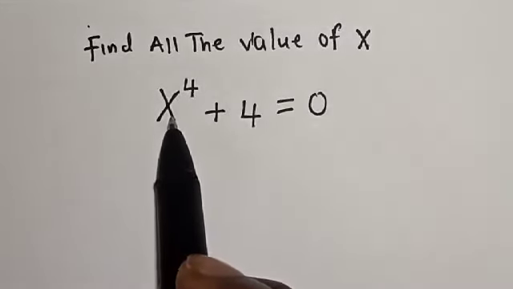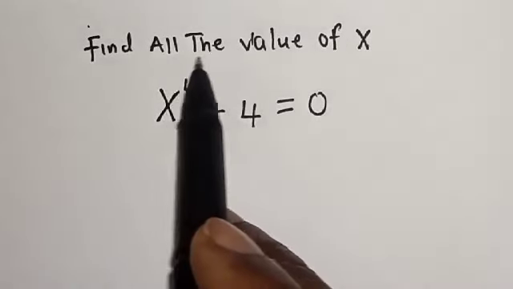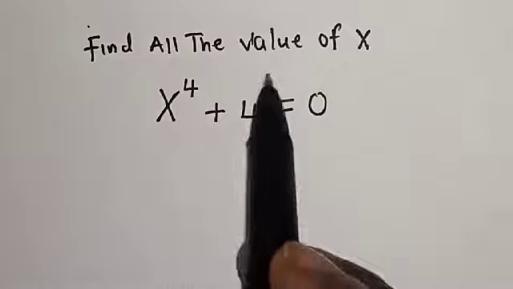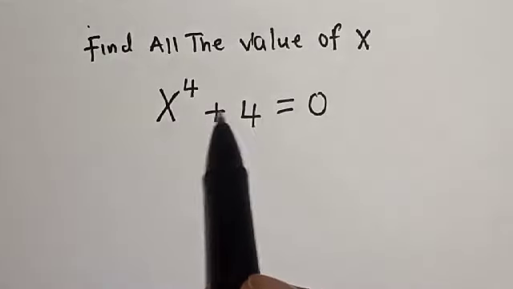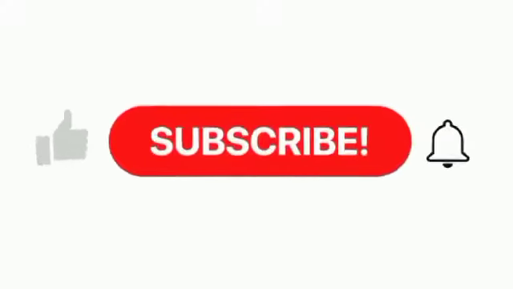Hello, welcome to Mathgist. In this class, we want to find all the values of x from this given equation, x raised to the power 4 plus 4 is equal to 0.